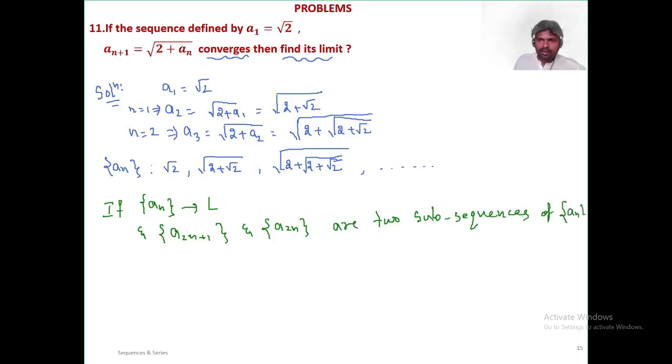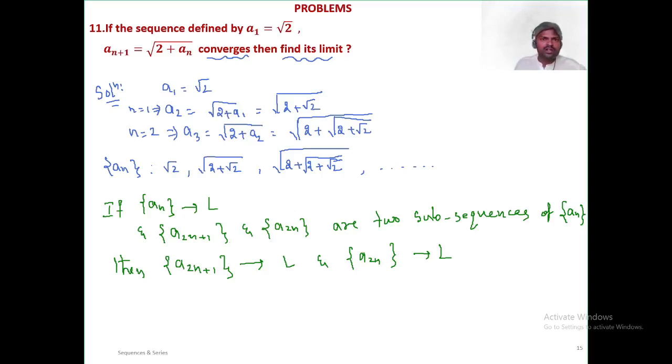Okay, then what can you say about these two subsequences? The two subsequences a2n plus 1 converges to the same limit L, and the other subsequence a2n also converges to L. Look at one of the theorems we discussed: if a sequence is converging to L, then any subsequence of it also converges to the same limit.